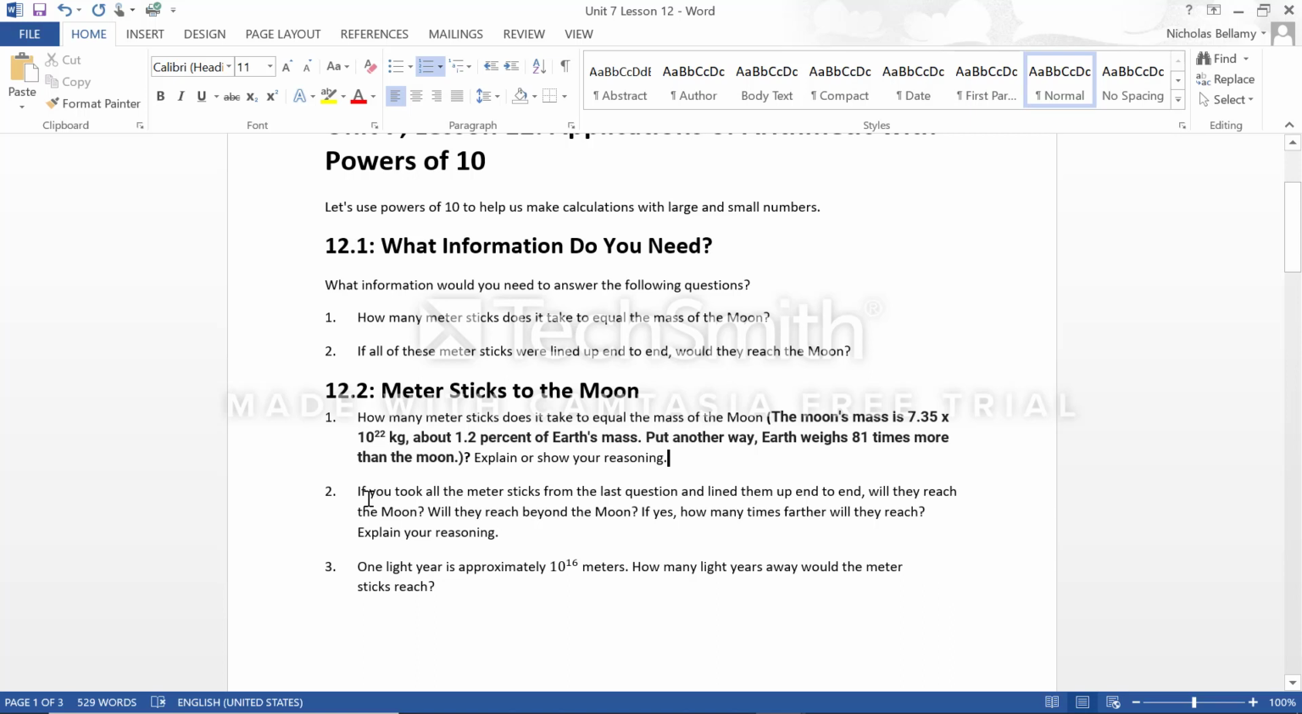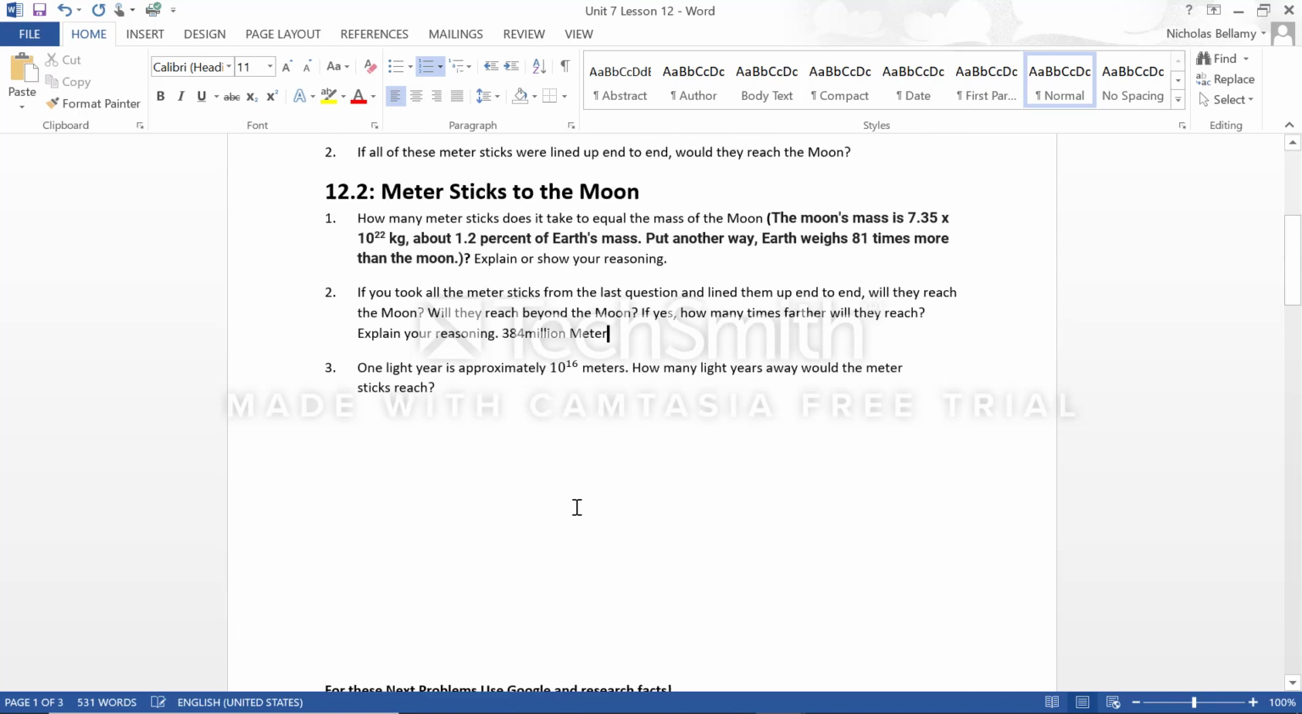And the same thing if you took the meter stick from the last question and lined it up end to end, will it reach the moon? Well, we simply just need to know what's the distance from Earth to the moon, and then we need to convert that into meters, right? Or just find out how many meters it is from Earth to the moon. I believe it's 384 million, right? 384 million meters, I believe. Double check that, but I believe that's what it is, if I'm not mistaken.